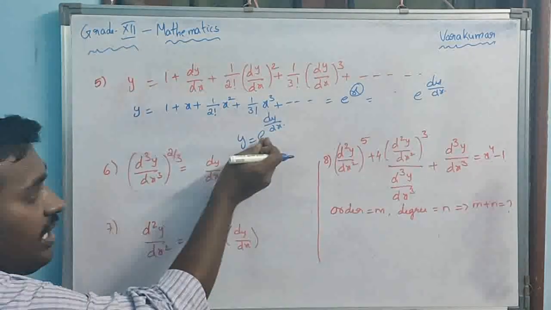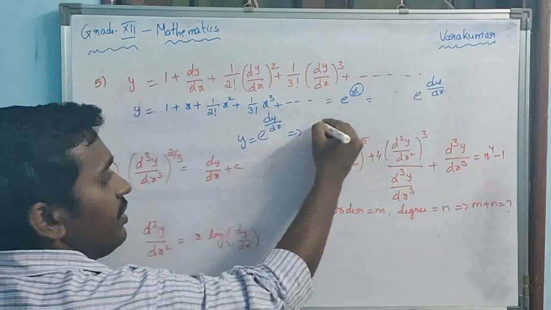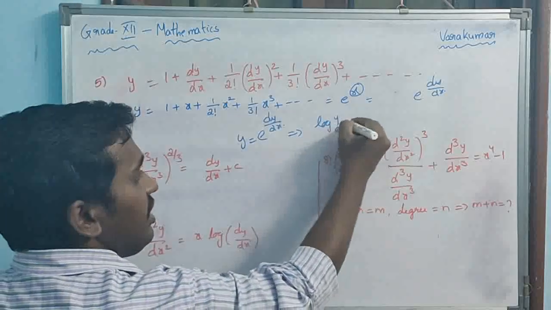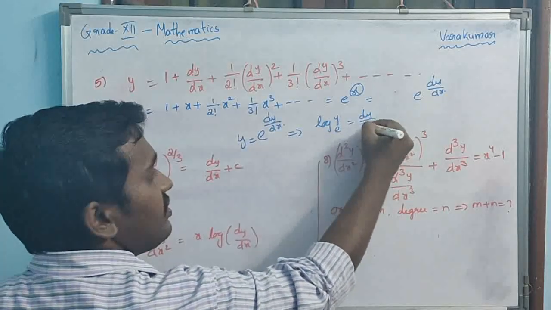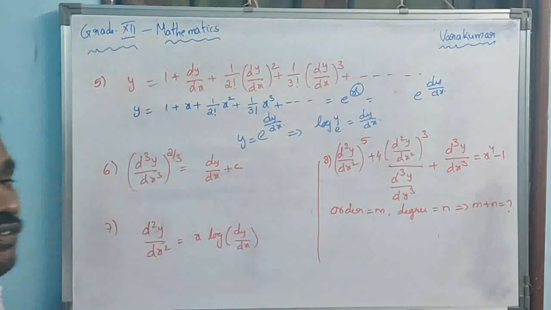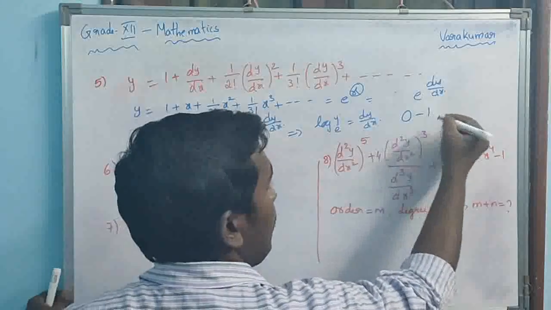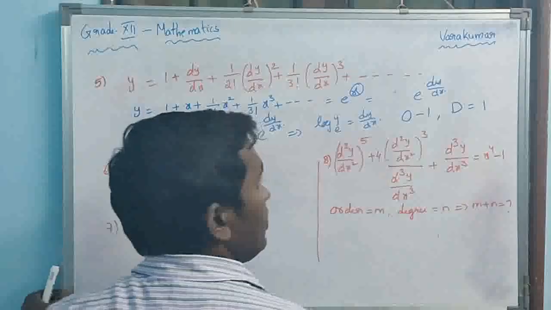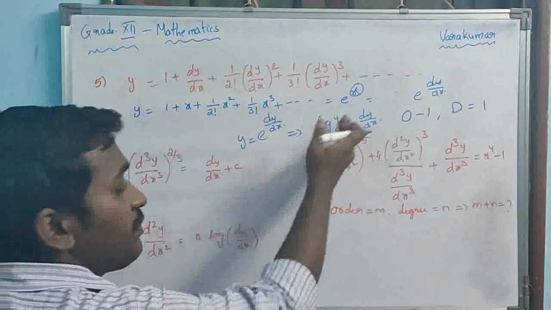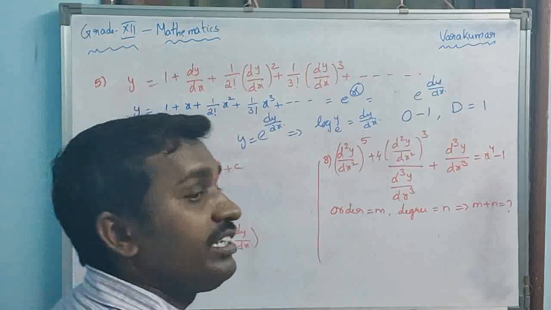Now, if you take e to the other side, what does it become? Log y base e is equal to dy by dx. Now if you see clearly, order we already discussed, order is 1. What about the degree? Degree is also 1. Sir, you may have a doubt: sir, it is expressed as log y. No, sir, how will the degree be different, sir.